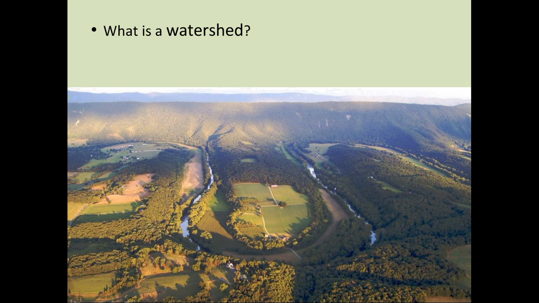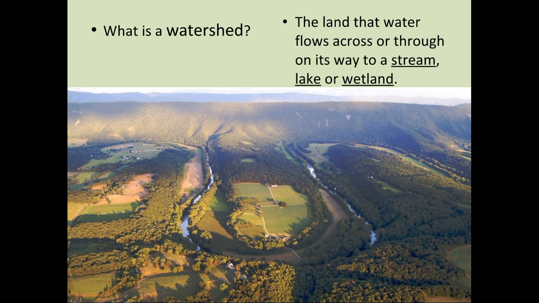What is a watershed? This is a picture of the Shenandoah Valley watershed. A watershed is the land that water runs across or through on its way to a stream, a lake, or a wetland. As you can see in this picture, when it rains, the rain will hit the top of the mountains, roll down the mountains, across the farmland and pasture land, and into the river.